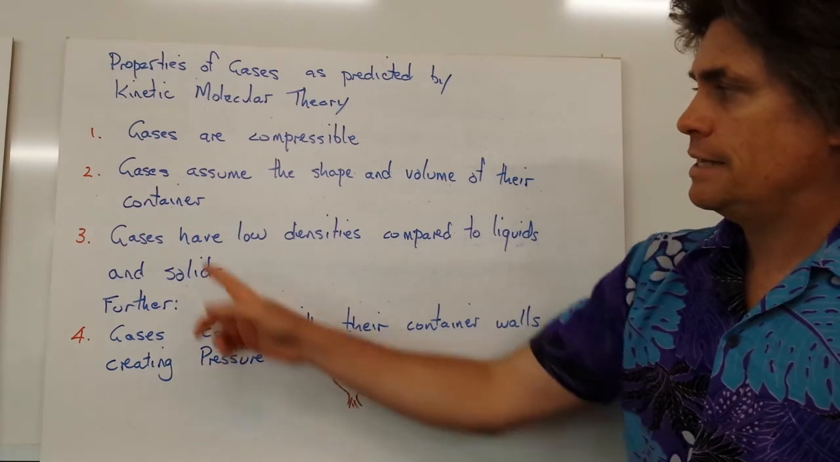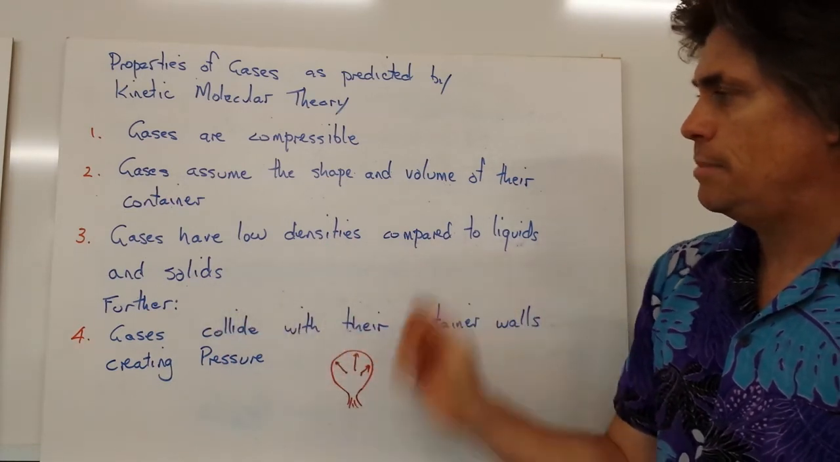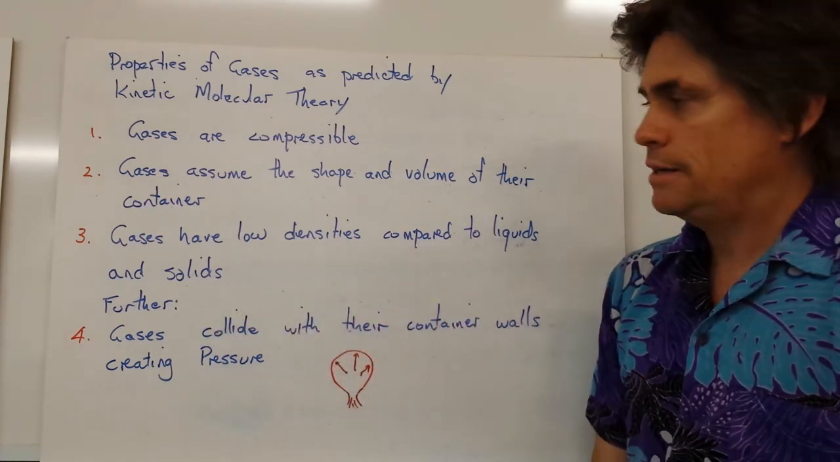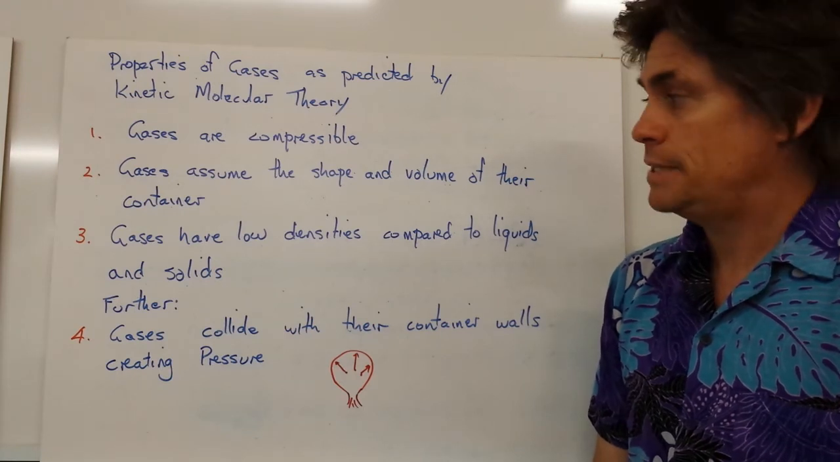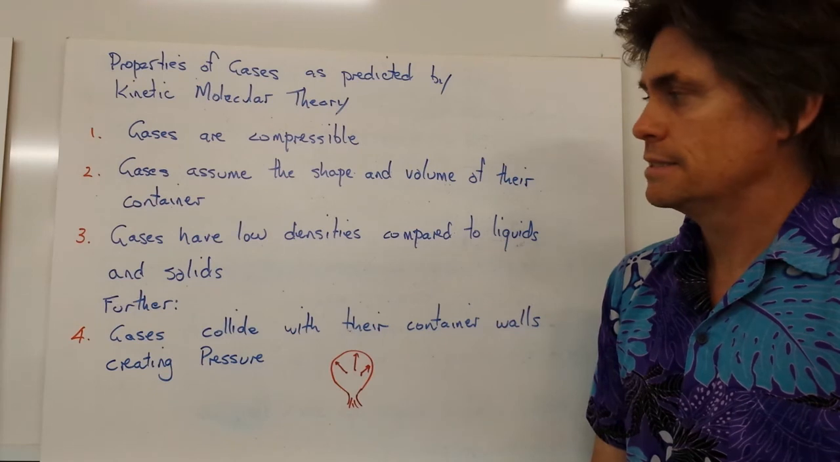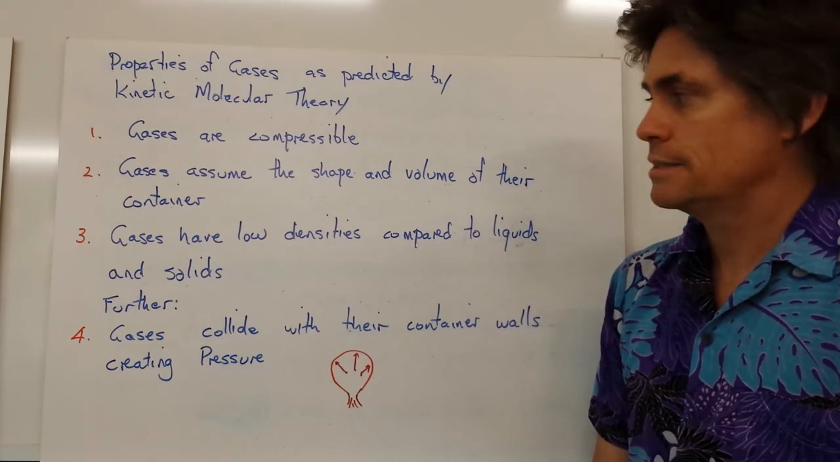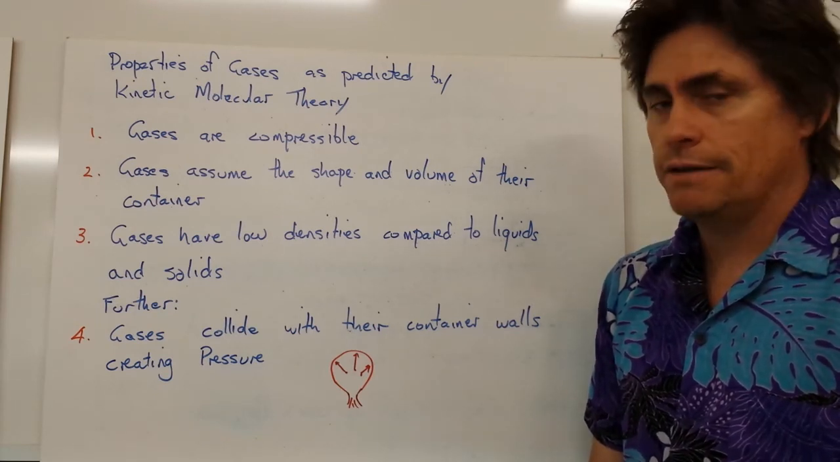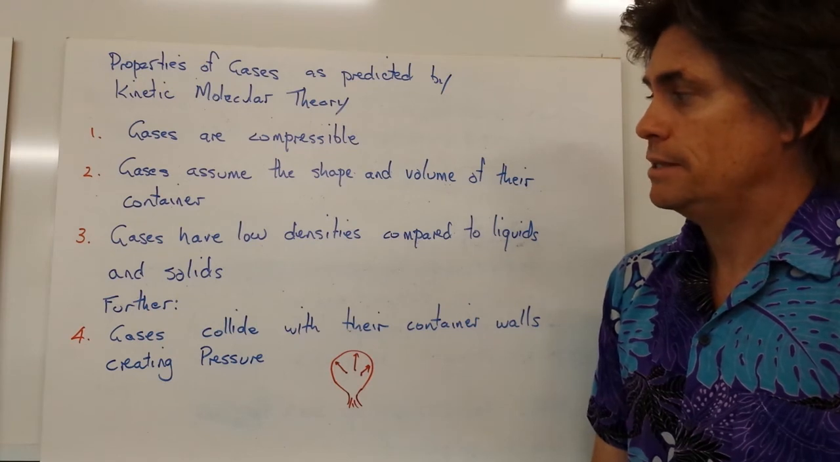We can also say that gases have very low densities compared to liquids and solids. Now there are obviously different densities within those gases, and we find some quite dense gases. Carbon dioxide is reasonably dense. On the other hand, we have some very low density gases as well.